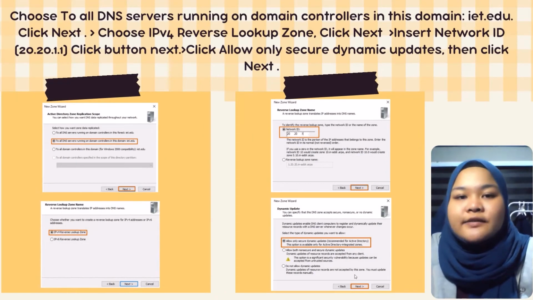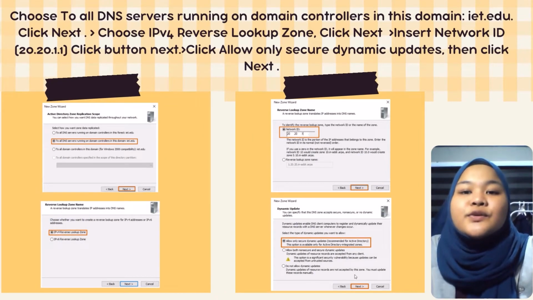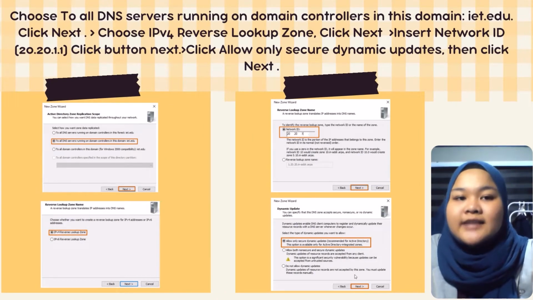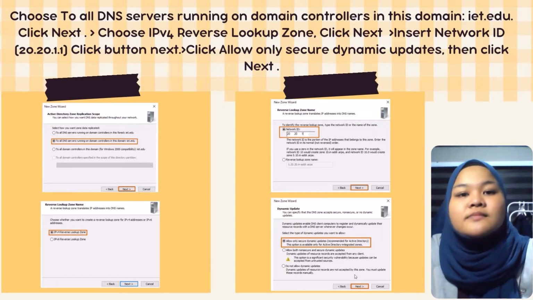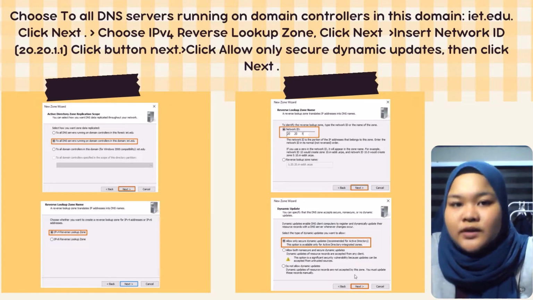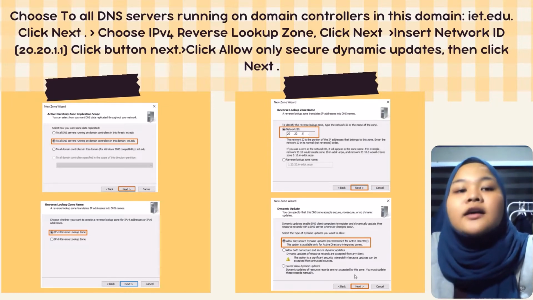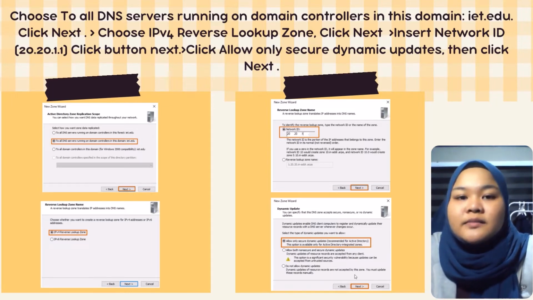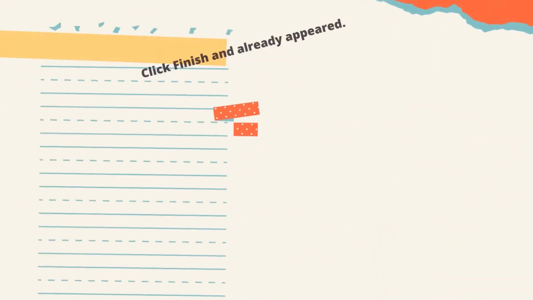Next, choose all DNS servers running on domain controllers in this domain iet.edu. Click Next. Choose IPv4 reverse lookup zone. Click Next. Insert network ID 20.20.1.1. Click the Next button. Click Allow only secure dynamic update, then click Next. Next, click Finish and it will already appear.